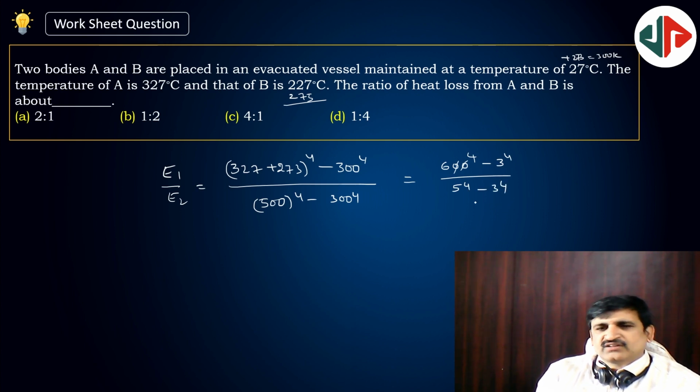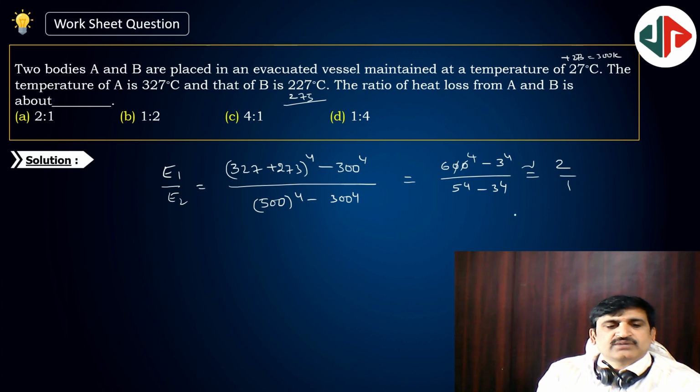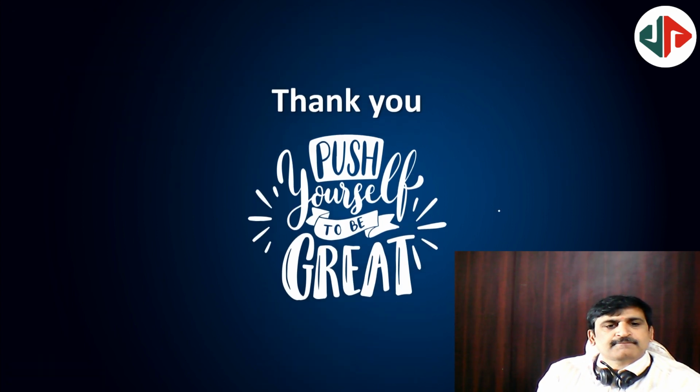So somewhat bigger calculation. Is it 500 or 600? If that is 600, then this should be 500 only. So the calculation must be done patiently, right? On doing the calculation patiently, we'll get hardly 2:1, right? So option 1. Practice more problems.